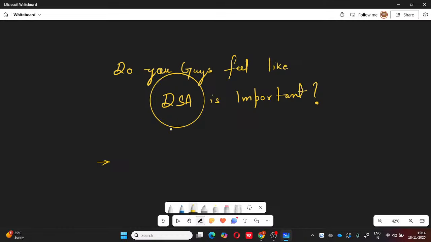Right? So why do you think that DSA is important? Why does it play a very important role in your skill set? What do you have in your mind regarding DSA? First of all, I would like to know that. Anyone? Why do you think, guys, that DSA is important? You can write in the live chat section so that we can have very good communication beforehand. Kindly try to interact, right?